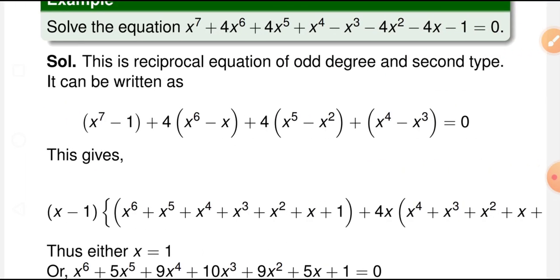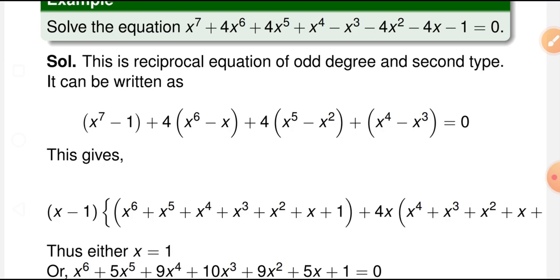Next problem. Solve the equation x power 7 plus 4x power 6 plus 4x power 5 plus x power 4 minus x cube minus 4x square minus 4x minus 1 equal to 0. So this is a reciprocal equation of odd degree and the second type.